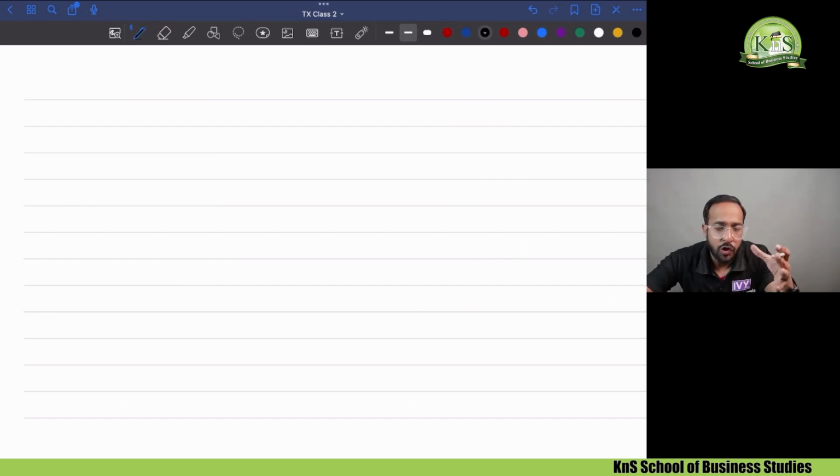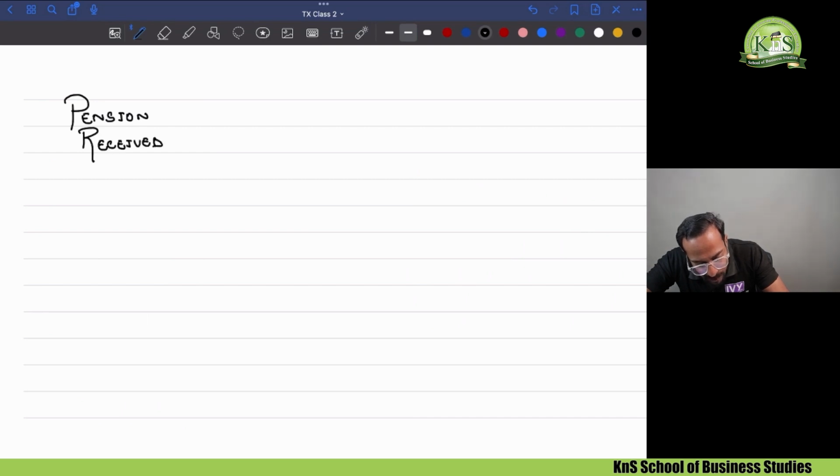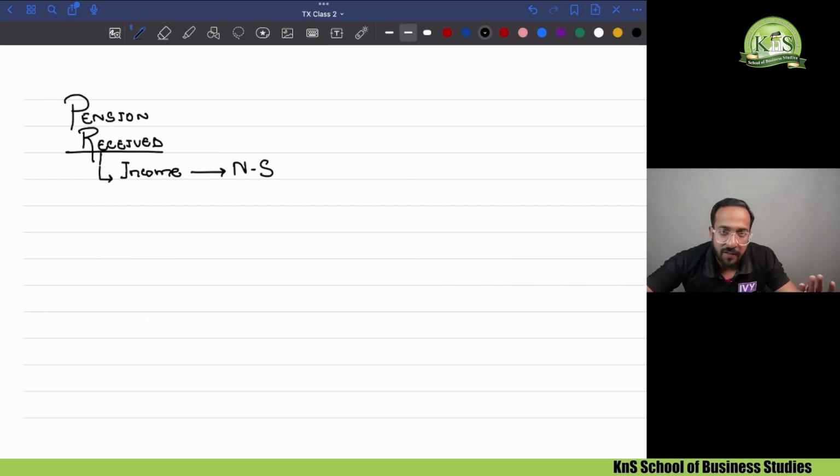First of all, you need to understand there are 2 types of pension. One, pension received, that is simply your income. It falls under the non-saving head. That's it. Nothing else. That's the pension you receive as your source of income after the retirement.